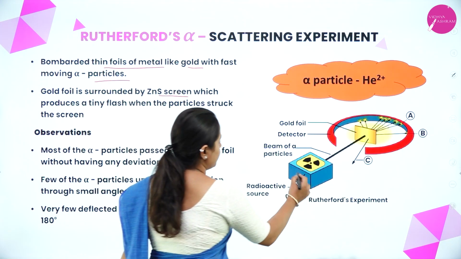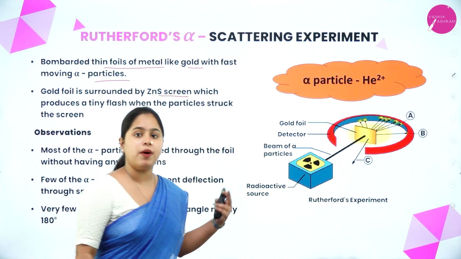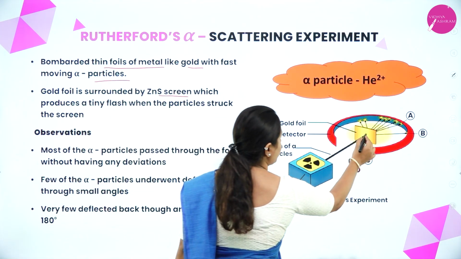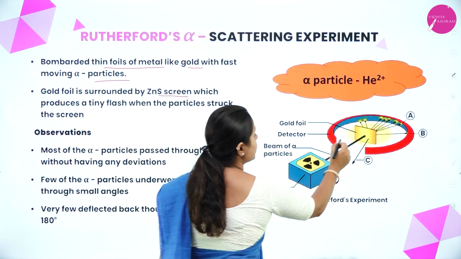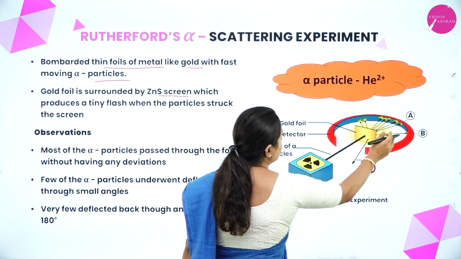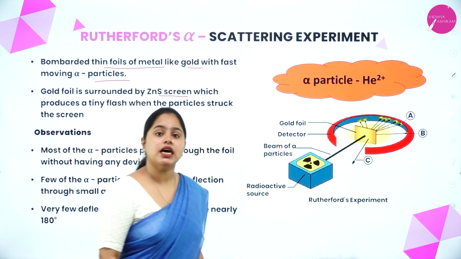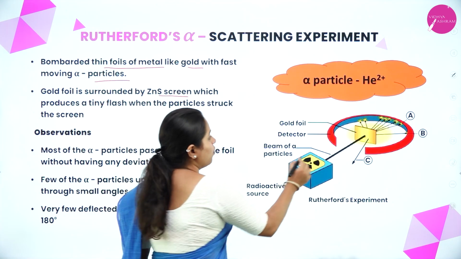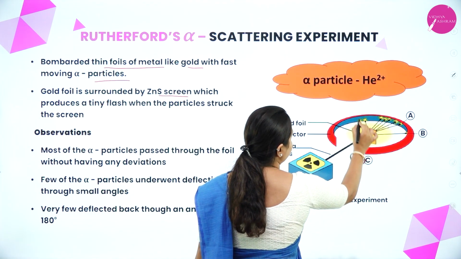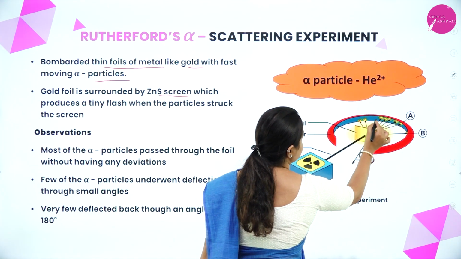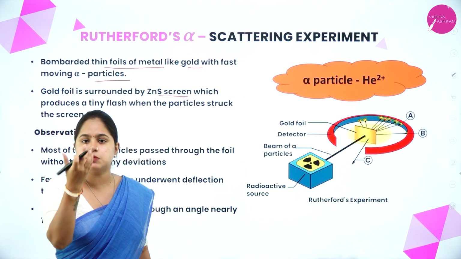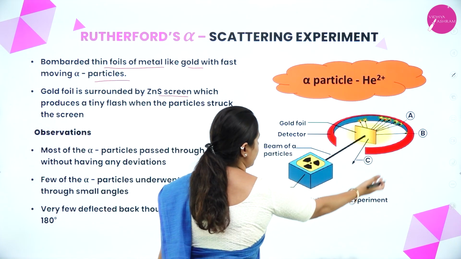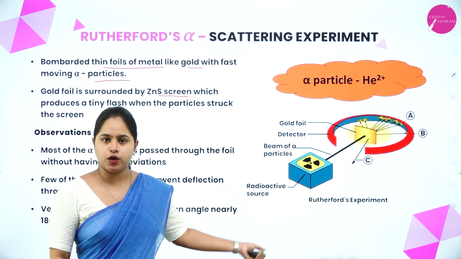So what is happening? From a source, alpha particles are being directed to your thin sheet of gold. Once it reaches the gold foil, the alpha particles will deviate in random directions, right? When the alpha particles deviate and touch the zinc sulfide screen, a tiny flash will be produced. You can see a spark there, as you can see in the picture given here. So I hope you understood.